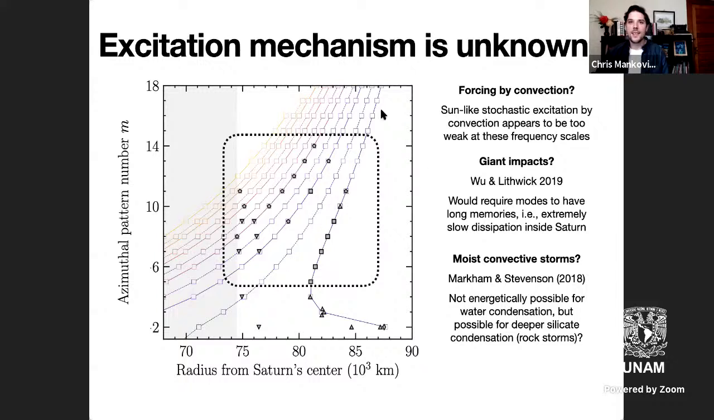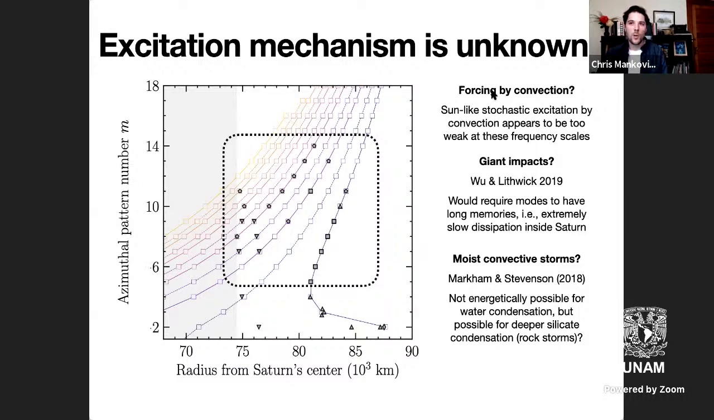And the final thing I'll say is that the excitation mechanism for these modes that I've been talking about, and have shown all these incredible results for Saturn's interior, is still totally unknown. We don't know why these modes are excited. We don't know what the most important source of dissipation for these modes is. And so the field is really in need of good theoretical ideas for why this might be happening.